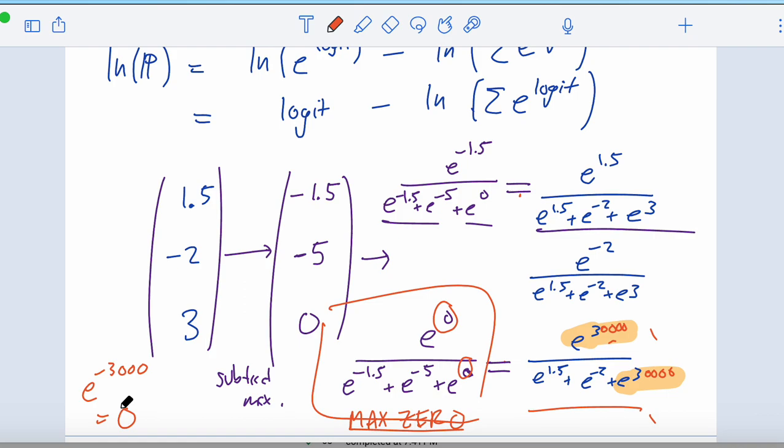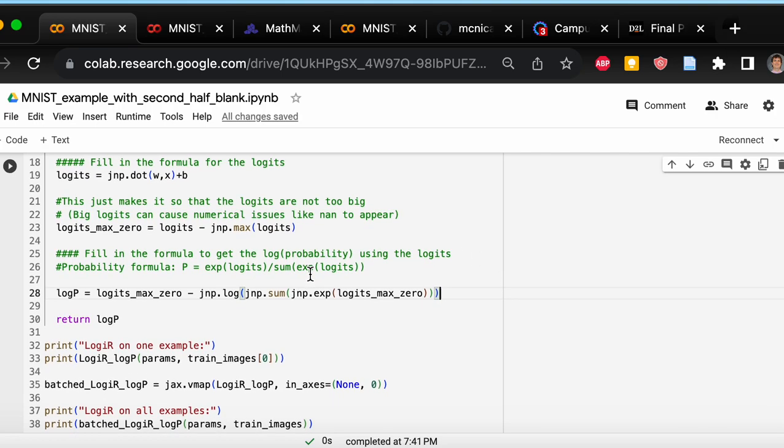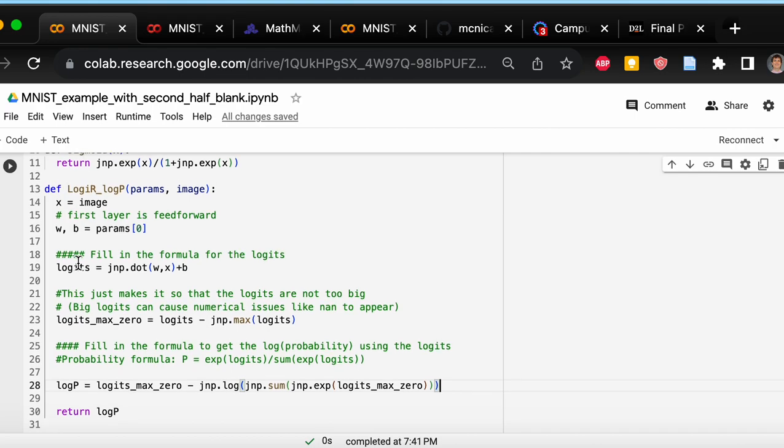But if you feed in a too small number, it just says, oh, that's exactly 0. And then that's fine. You know, we can have zeros in here. 0 plus something is fine. Infinity plus something is not fine. So by doing this max 0 version, we avoid this kind of error, and it makes things run more smoothly. So purely for performance purposes, I'm doing the log p with the logits max 0. Okay. So that's the probability function, the log probabilities.